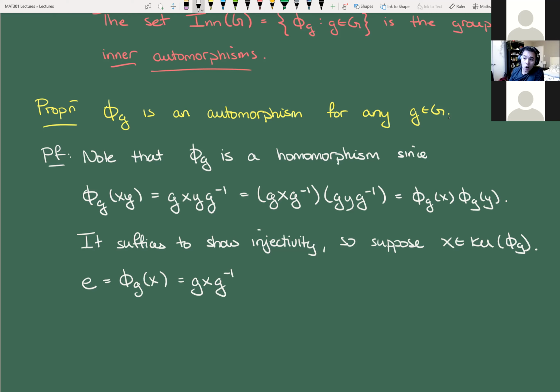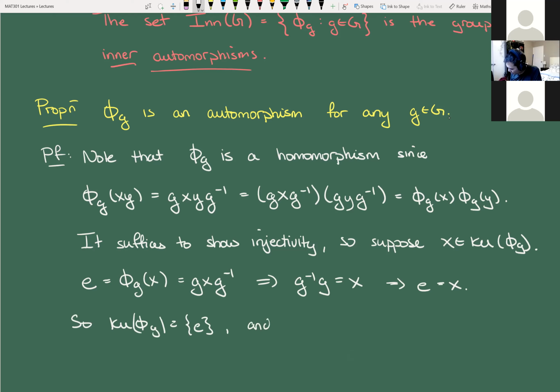the G inverse on the other side, right? So I'm going to multiply on the left by G and on the right by G inverse. So I'm going to get G inverse G is equal to X. And of course, that's equal to the identity, right? So that shows that the kernel of phi G is the identity and phi G is injective.